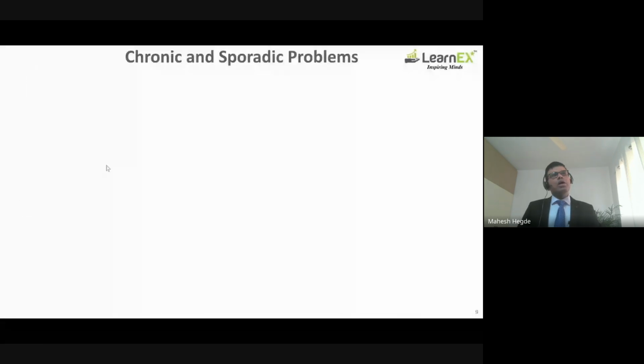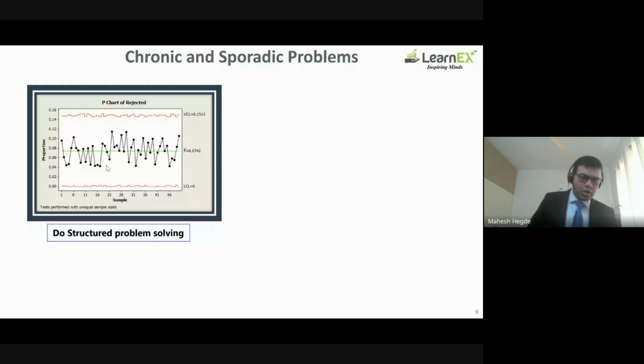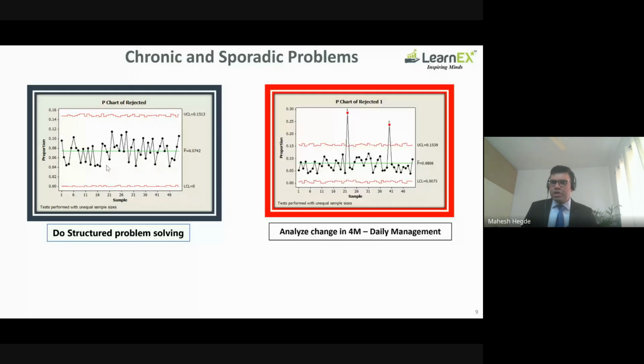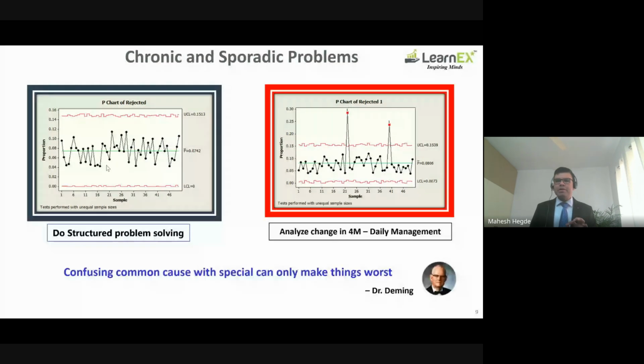Now, coming to problems, there are two types of problems. One is a chronic problem, another is a sporadic problem. Now this we will distinguish by using a control chart, and whenever there is a sporadic problem like the second one, the red dot what you can see there, it's a special cause, it is an abnormality. That day, that shift, what happened? That's what we have to ask in problem solving.